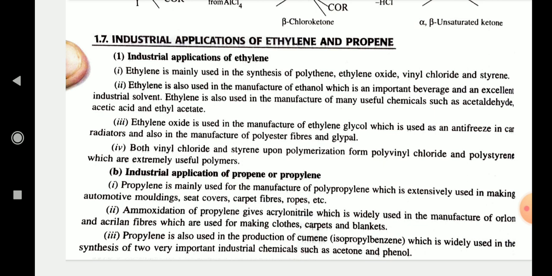Second, oxidation of propylene gives acrylonitrile, which is widely used in the manufacture of Orlon and acrylic fibers, which are used for making clothes, carpets, and blankets. Third, propylene is also used in the production of cumene, which is widely used in the synthesis of two very important industrial chemicals, acetone and phenol.